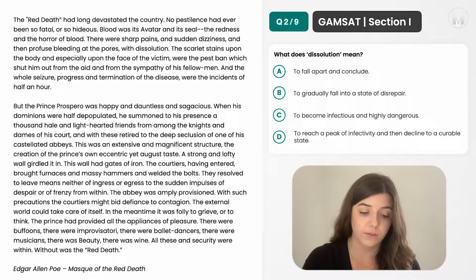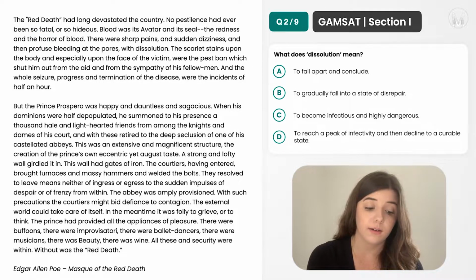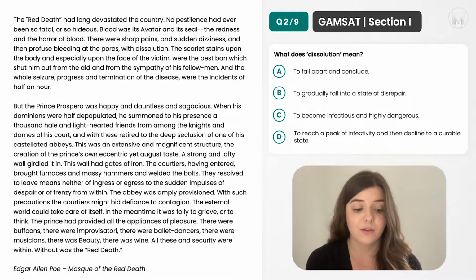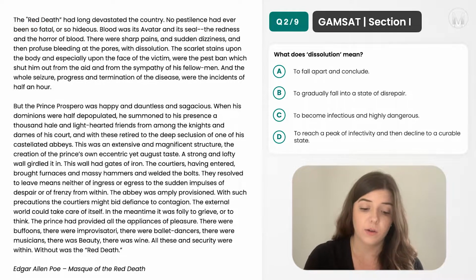And we know also that this disease is fatal. So here in the second sentence, no pestilence had ever been so fatal. So we know that this actually results in death. And also even more obviously, it's called the Red Death. So to fall apart and conclude, the word conclude can also be synonymous with finality, so that will mean being a fatal disease and resulting in death. So A is quite likely.